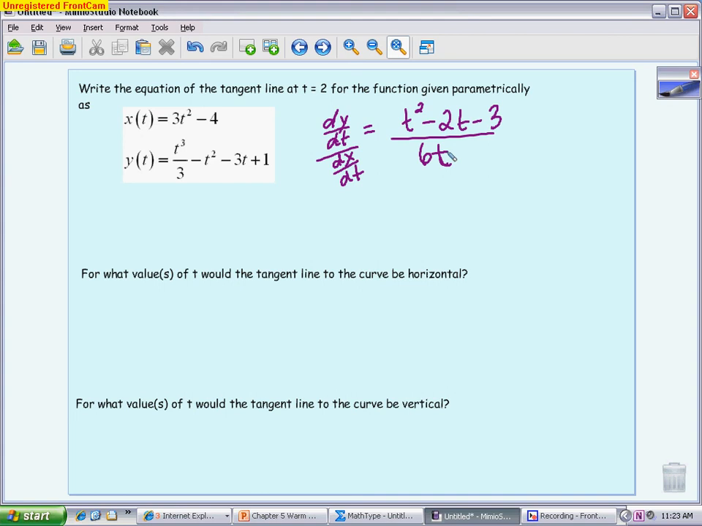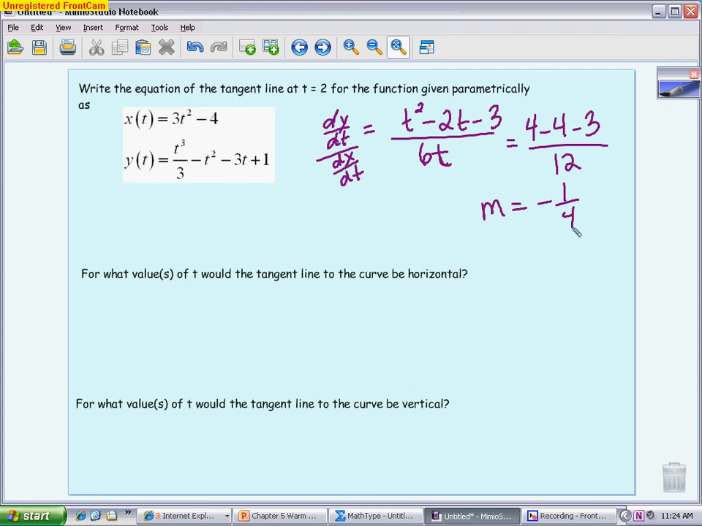We want to know, first of all, about the slope, so I'm going to plug 2 in. When I plug 2 in to my derivative, I get 4 minus 3, so I end up with minus 3. And when I plug 2 into the bottom, I get 12. So my slope is negative 3 over 12, or I can write it reduced as negative 1/4.